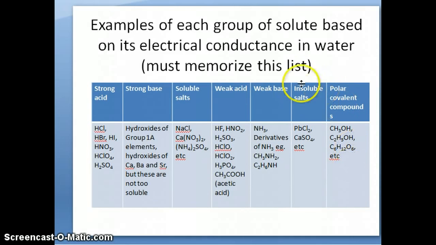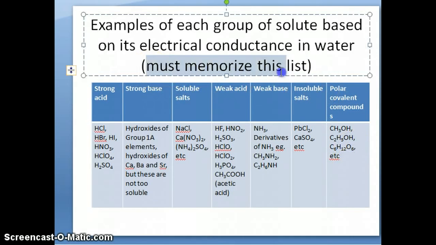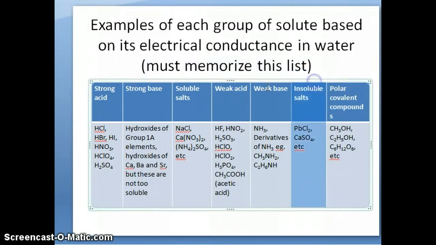I want to highlight that you want to memorize this list, that is, you want to have an idea of what these compounds are, especially the weak acids, weak bases, strong acids, and strong bases, because at this point this is really your guide for what would be a strong electrolyte, strong acid, strong base, and what would be a weak acid, weak base. For the soluble and insoluble salts, you also have to memorize their rules. We're going to talk in a second about how to know them. And the covalent compounds are usually fairly obvious as well.